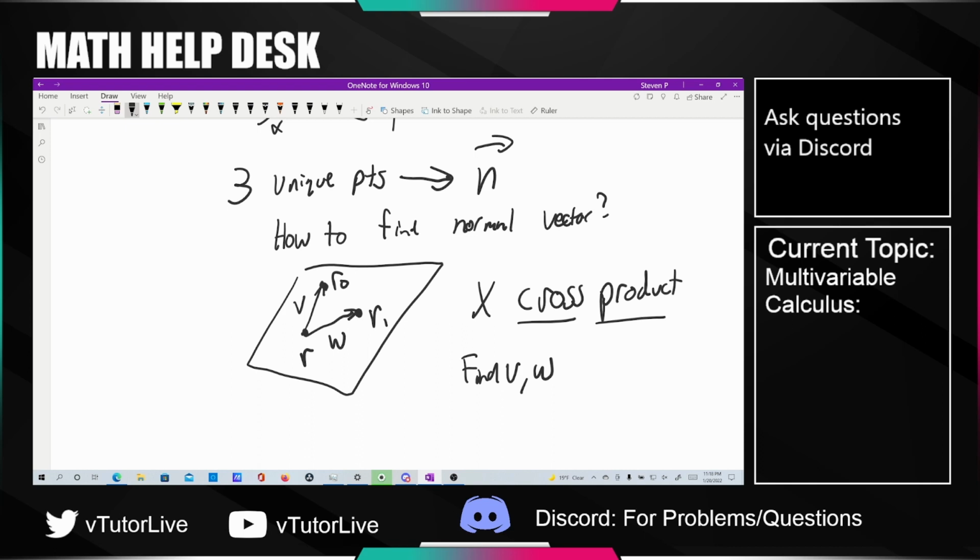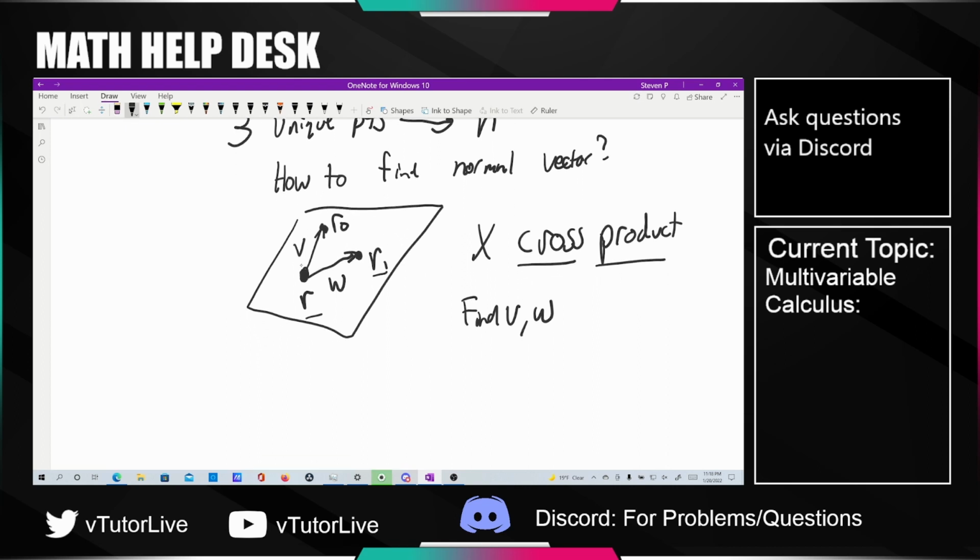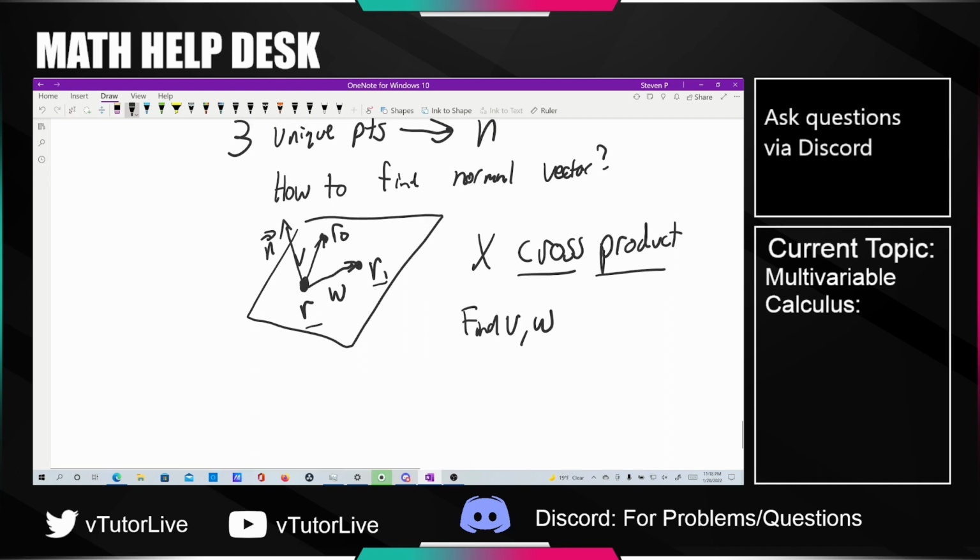by just taking the 3 points, maybe choosing R as a pivot point, and then finding R naught minus R, and then R1 minus R. This is just finding 2 vectors out of 3 points. Hopefully shouldn't be too hard. But then taking the cross product is going to construct the vector n, and this is going to be a perfectly valid cross product, a vector with a couple of components.